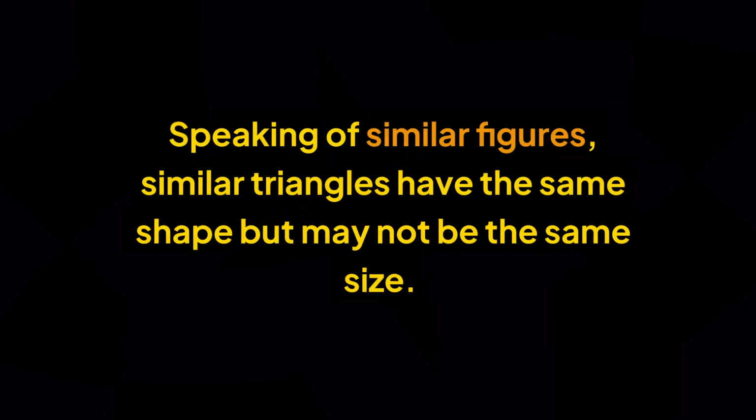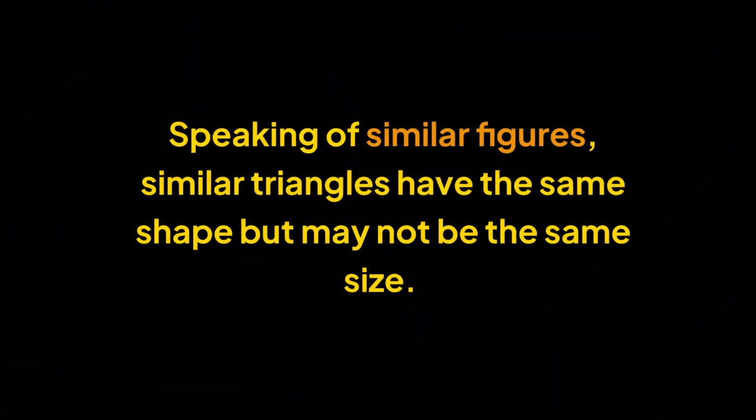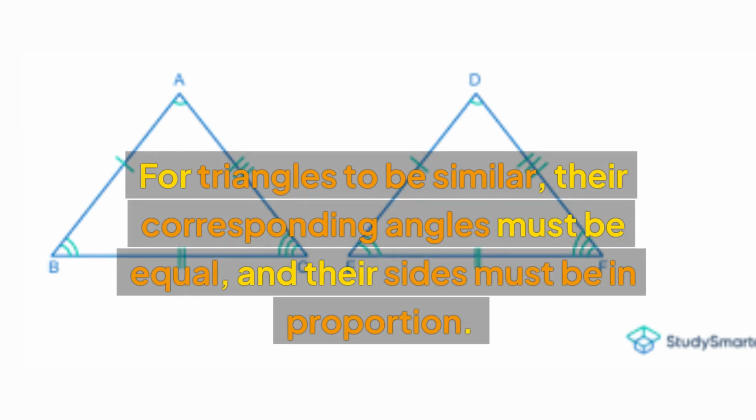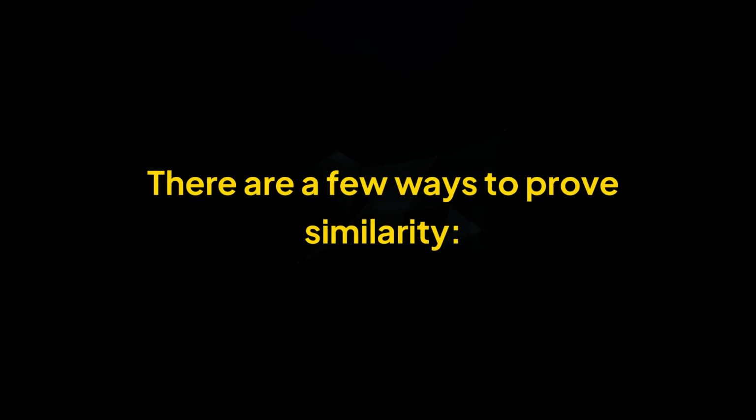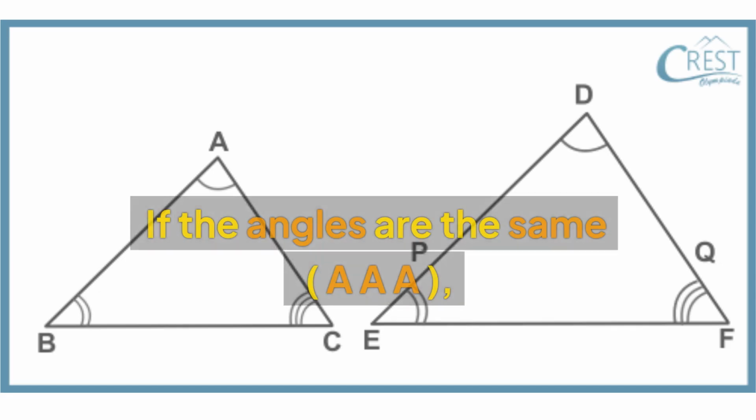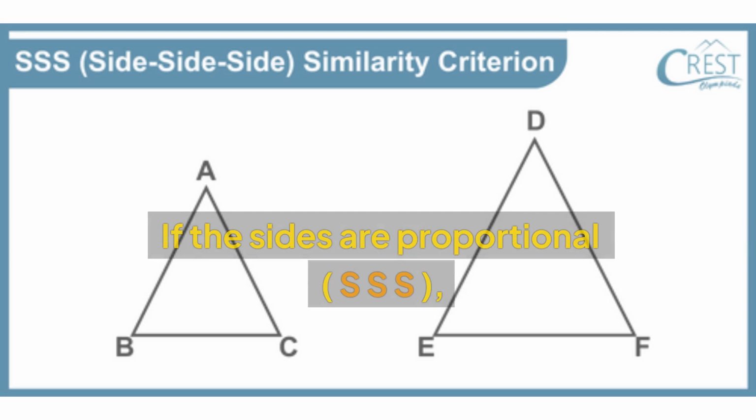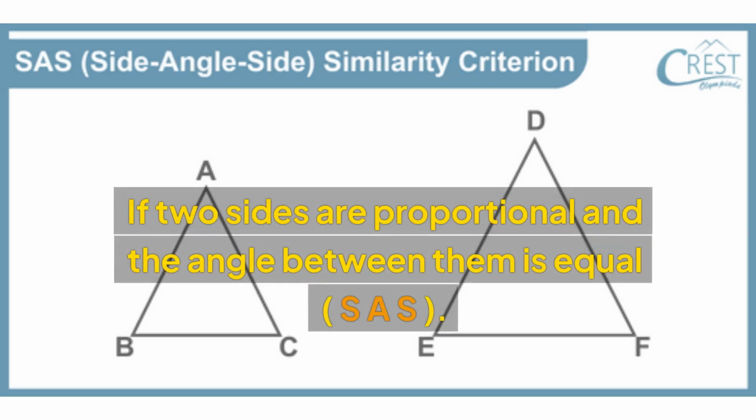Speaking of similar figures, similar triangles have the same shape but may not be the same size. For triangles to be similar, their corresponding angles must be equal, and their sides must be in proportion. There are a few ways to prove similarity. If the angles are the same, AAA. If the sides are proportional, SSS. If 2 sides are proportional and the angle between them is equal, SAS.